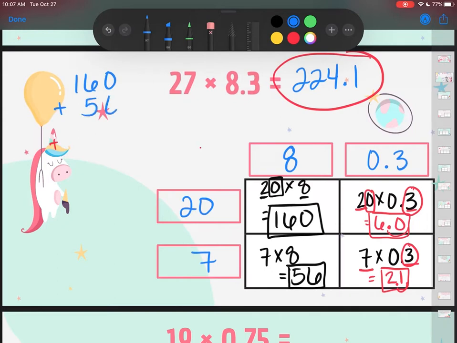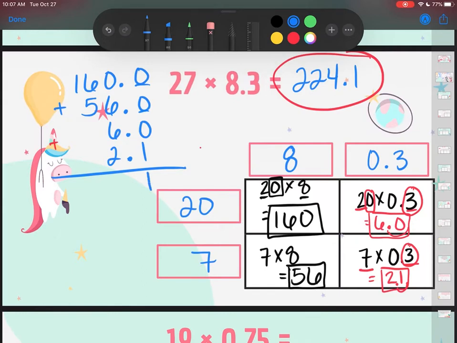So let's do 160 plus 56 plus 6.0. So remember, I've got decimals, right? So if it's outside, it's to the right. So I got to put decimals to the right of all my whole numbers. So plus 6.0 plus 2.1. Add placeholder zeros to my areas that don't have zeros.